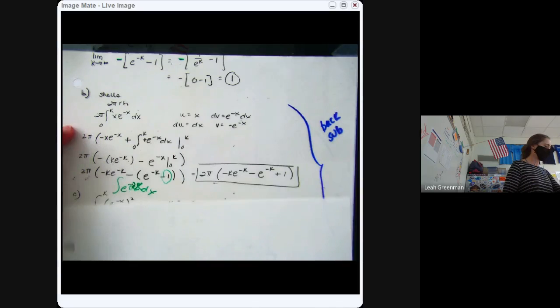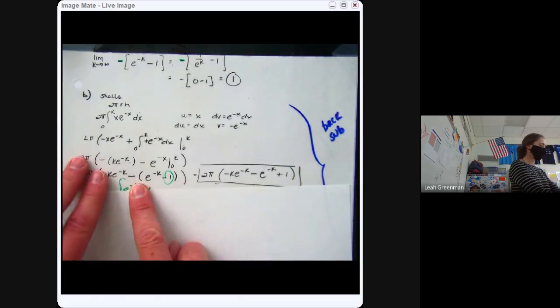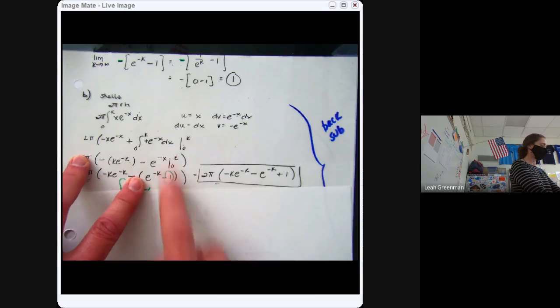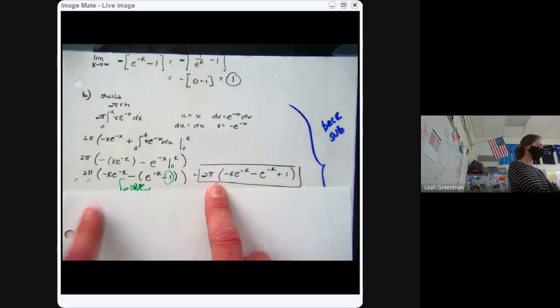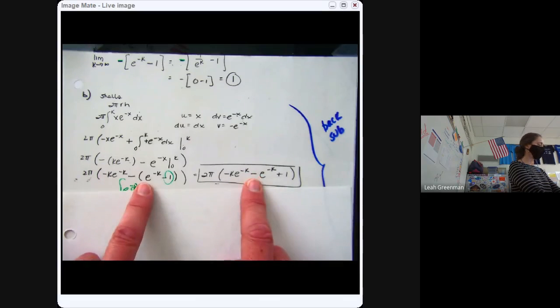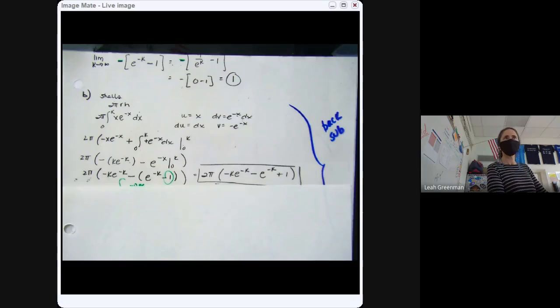All right, so now what have I got? This guy here, minus, notice parentheses, plug in the k, plug in the 0, and now I'm just cleaning it up. 2 pi, I've got this first term, minus k e to the minus k, minus the e to the minus k, plus the 1. Anything there?